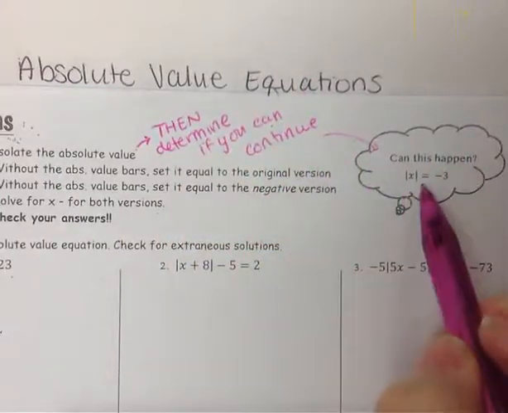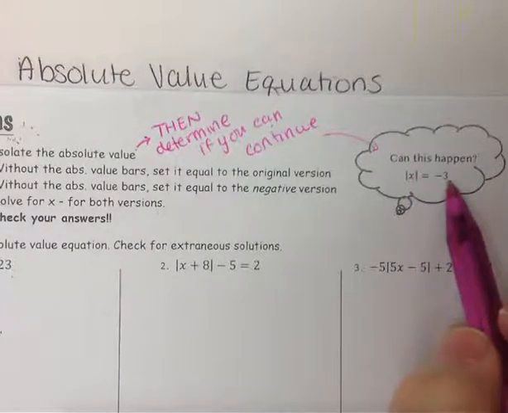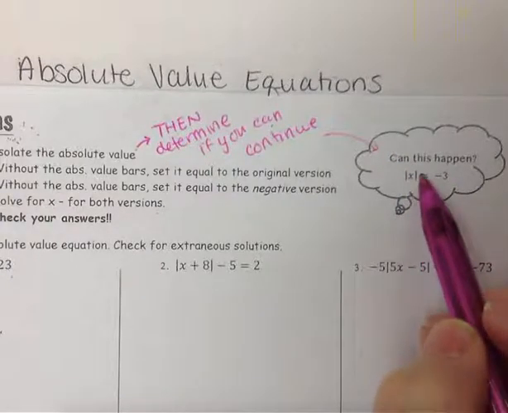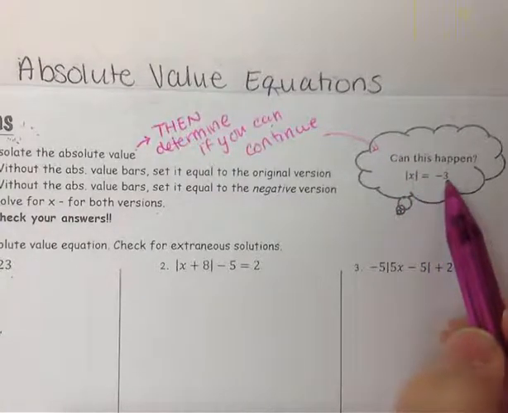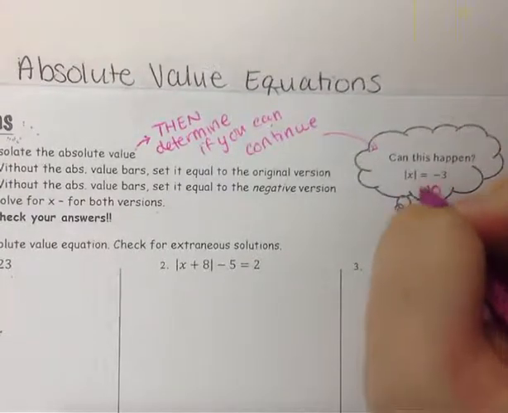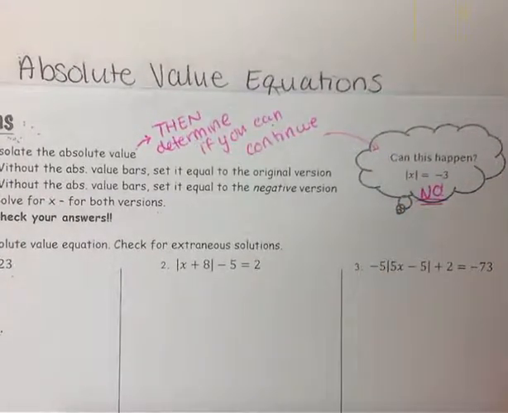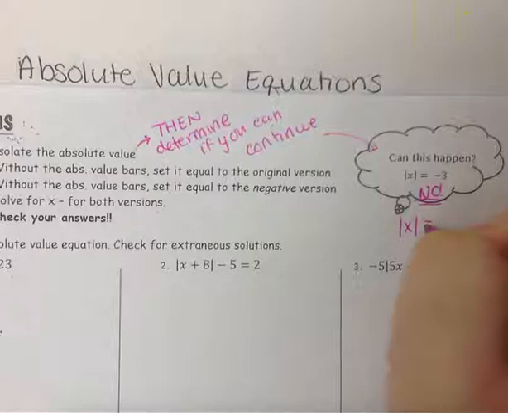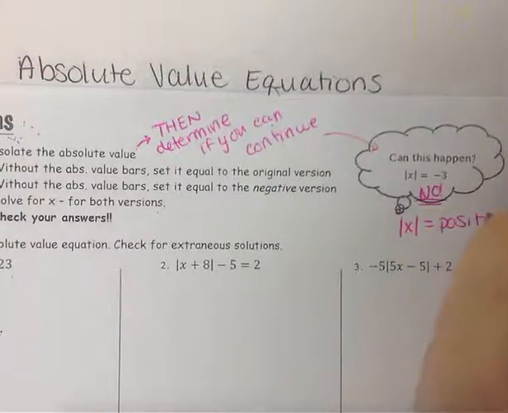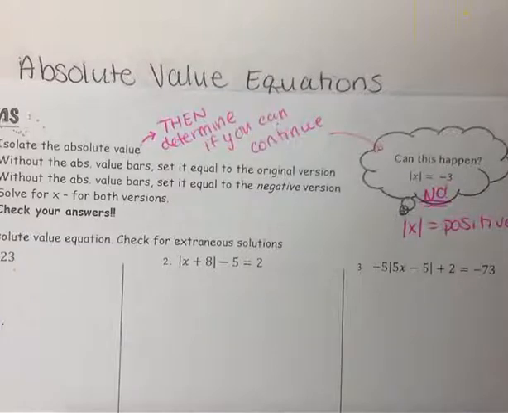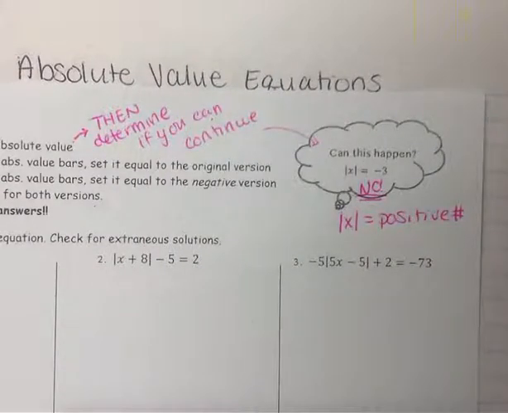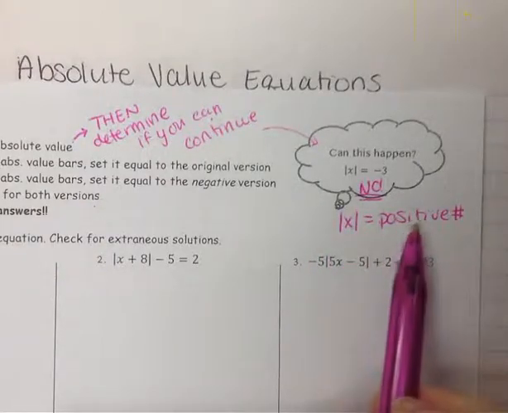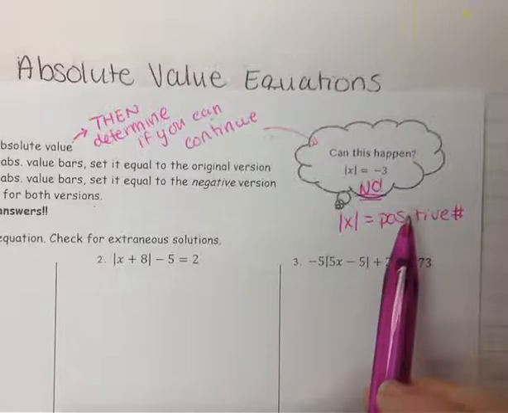So the question is, can this happen? The absolute value of x equal to a negative 3. The absolute value is positive. It has to give you a positive value. So an absolute value can never give you a negative 3. So no, this cannot happen. The absolute value of anything inside of here must equal a positive number. But if you have the absolute value of x equal to a negative number, you're automatically done. You can't do anything, and it's no solution.